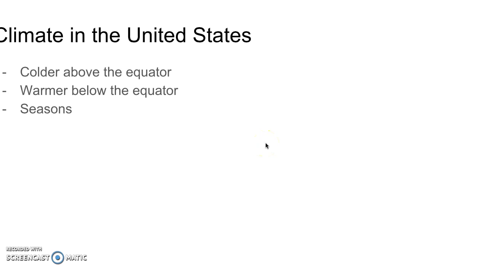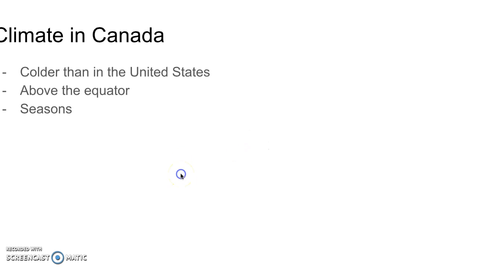Spring is when the weather is warm but still a little cold. Summer is the warmest of the seasons. Winter is the coldest of the seasons. And fall is in between both of them.